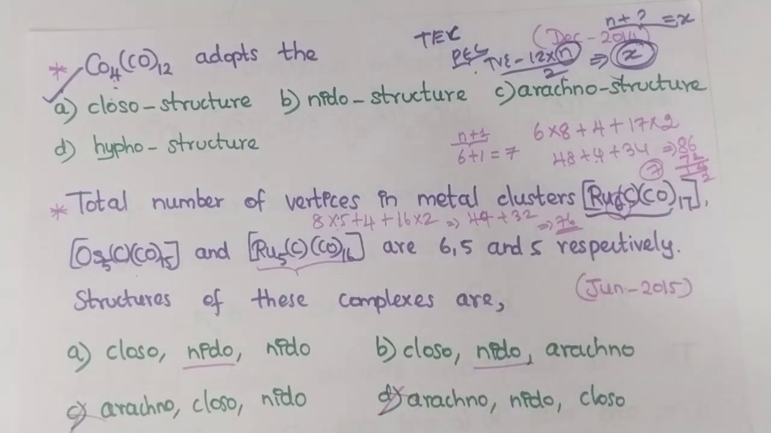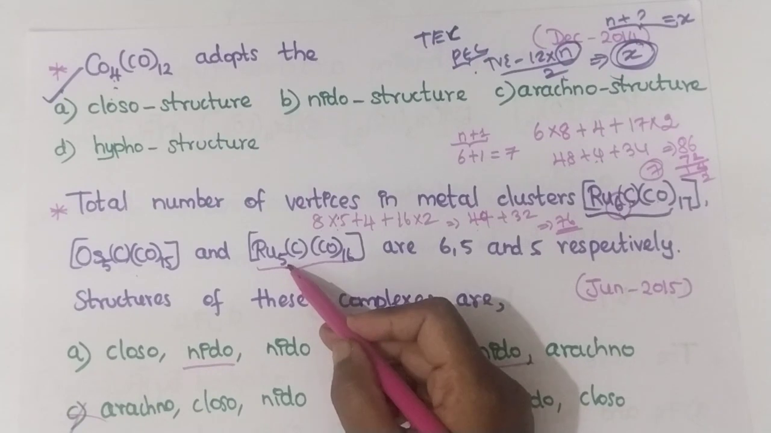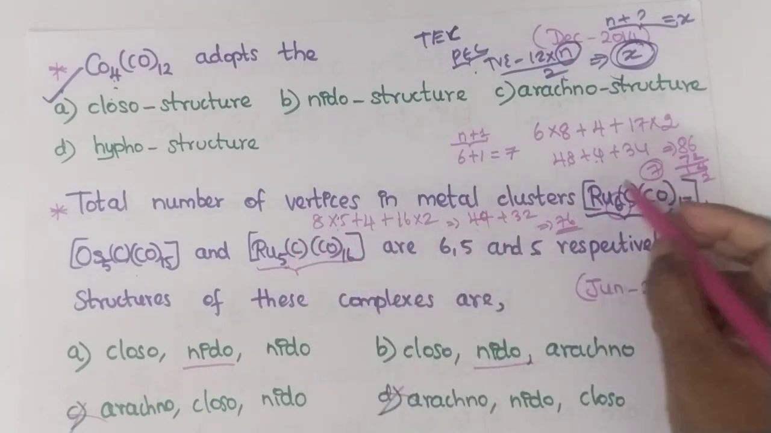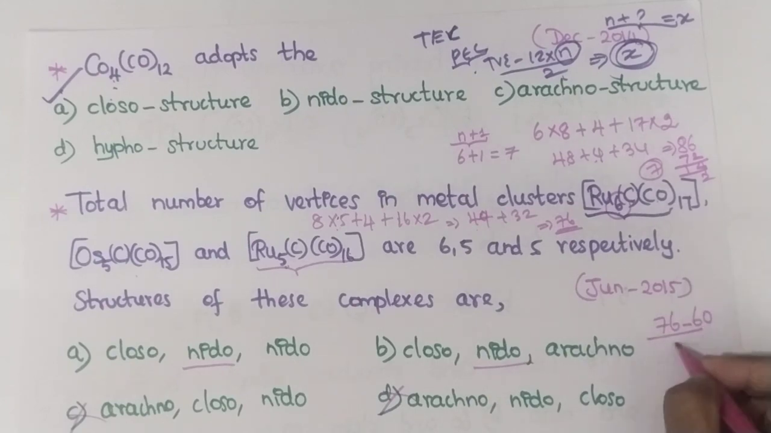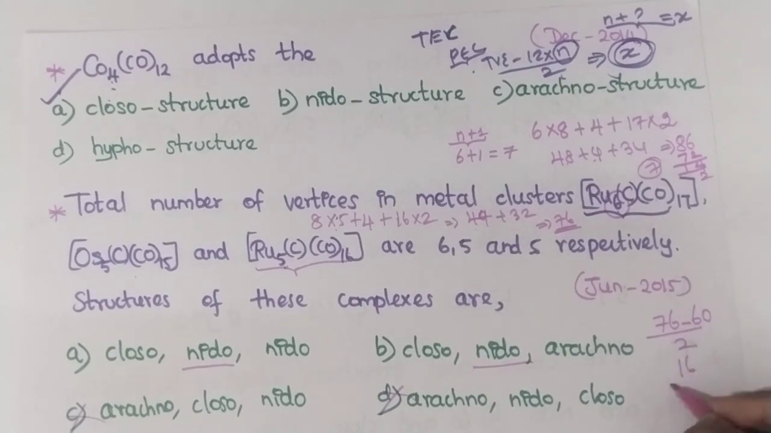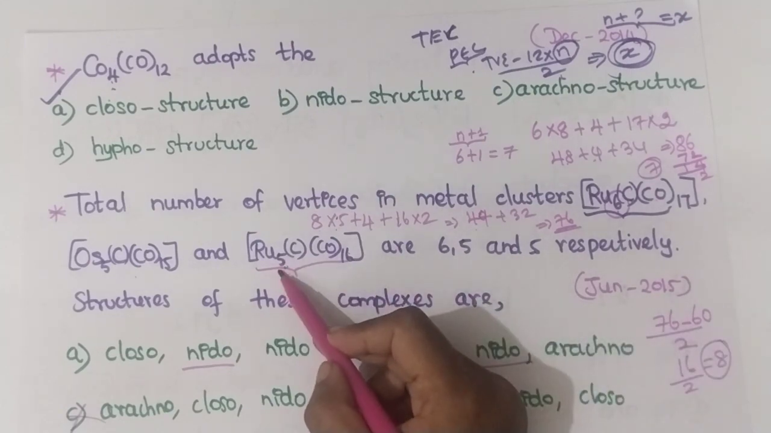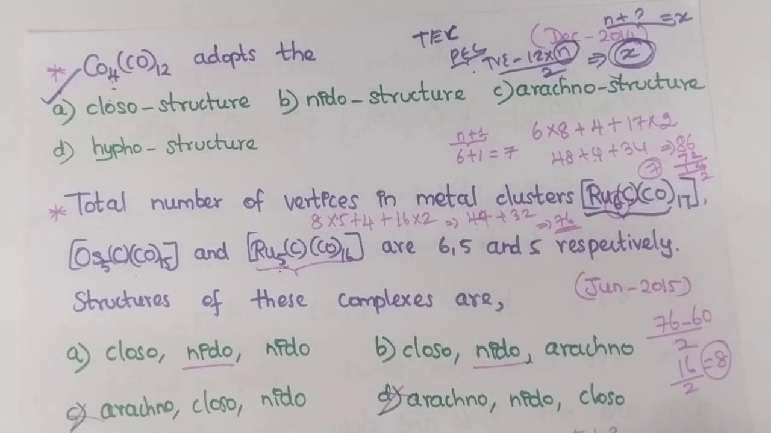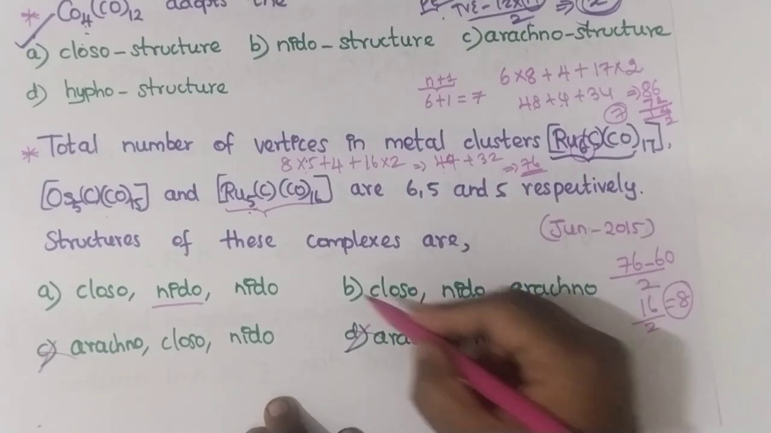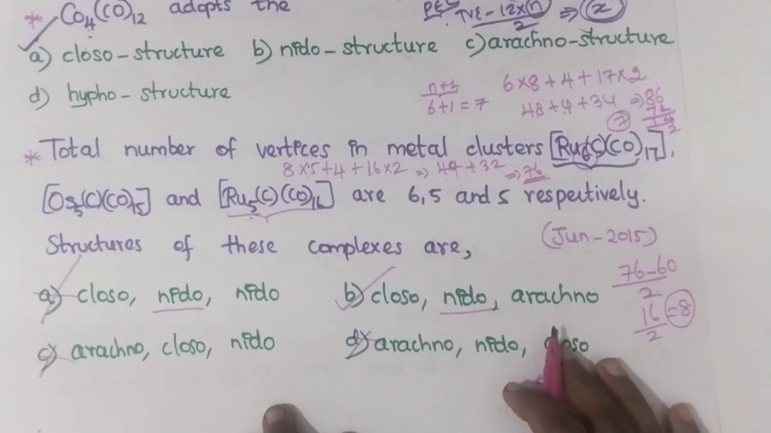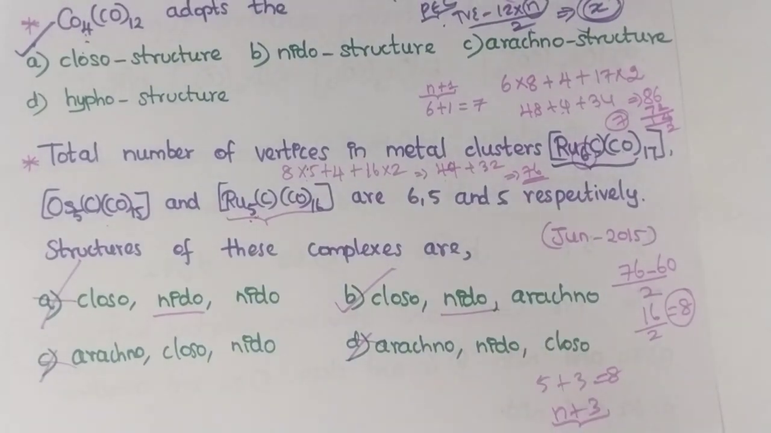Now you have to find out the polyhedral electron count. So it is very simple. 12 into the metal atoms, 12 into 5 is 60. So 76 minus 60 divided by 2. You will get the answer as 16 by 2, 8. The metal atoms present are only 5 and you are having 8. 5 plus 3 will give you 8, right? So it is n plus 3 format. N plus 3 means it is arachno, right? So hence this is the right answer, okay? Option B is the correct answer.